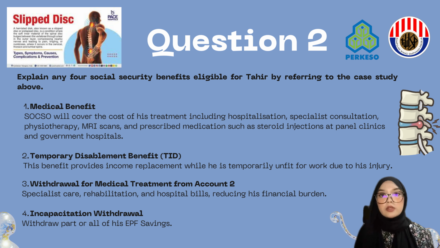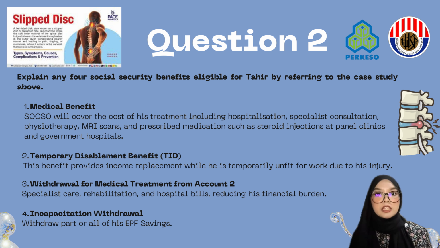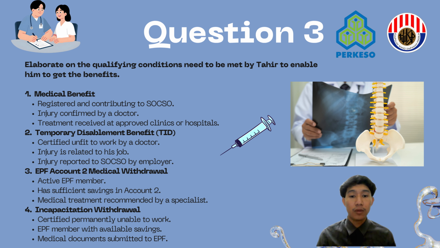Furthermore, if his condition worsens and affects his ability to continue working, he may qualify for incapacitation withdrawal, which allows him to withdraw part or all of his EPF savings to support his daily living expenses when he loses earning capacity. That's all from me. Next, I will pass to the next presenter. Elaborate on the qualifying conditions need to be met by Encik Tahir to enable him to get the benefits.